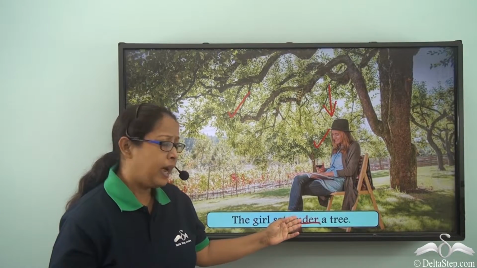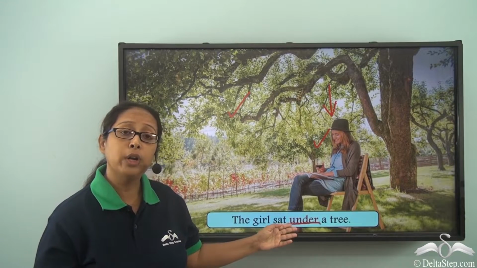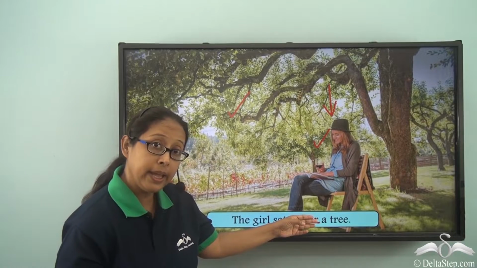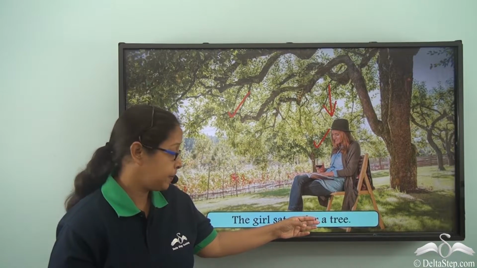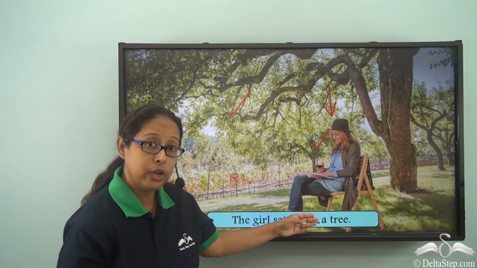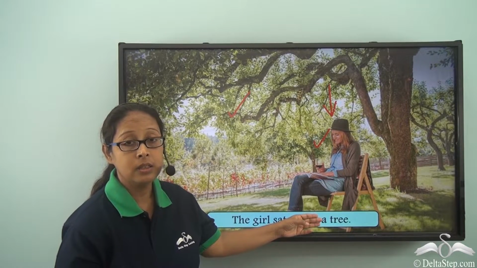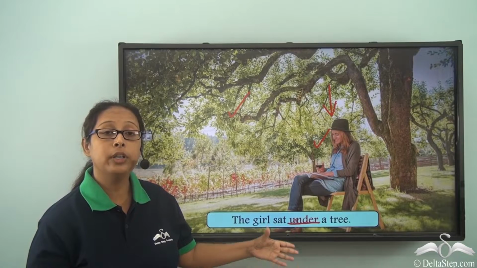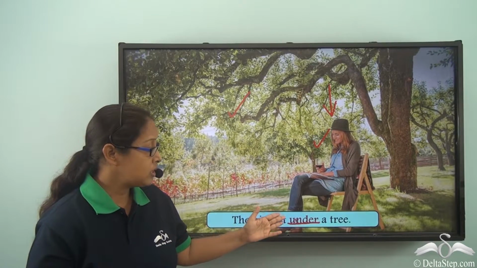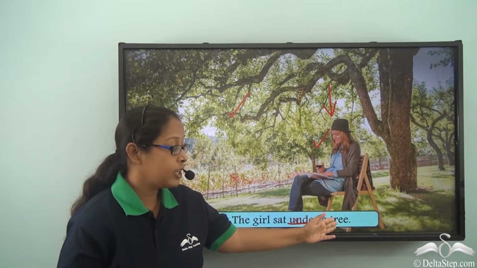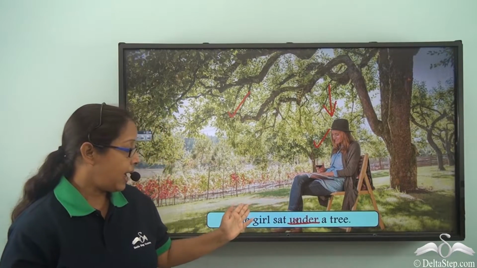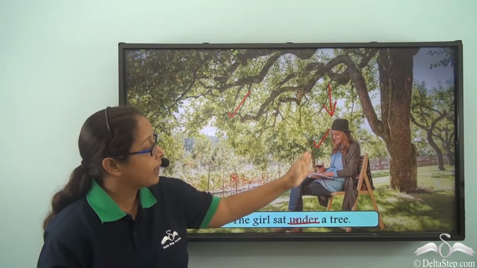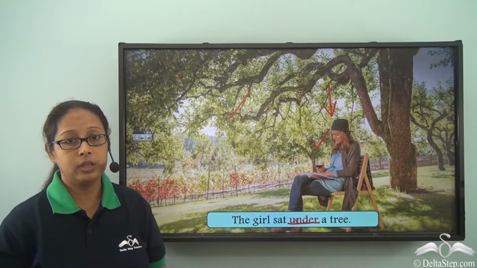So under has a very important role in the sentence. If under was not there, how would the sentence be? The girl sat a tree. Would it make sense? It wouldn't. So under is a very important preposition because it is showing the relation between a tree and where the girl is sitting. She is sitting directly below the tree.